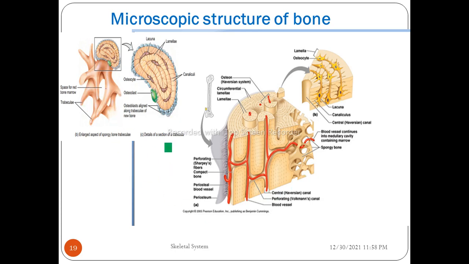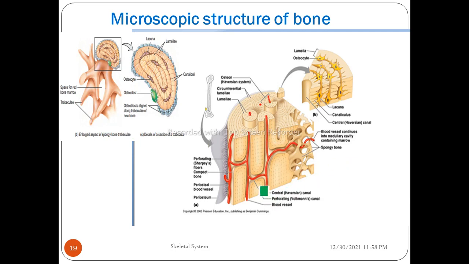So this part is sponge bone, whereas this one is compact bone. So this is the lamella, whereas the place where this osteocyte is located is the lacuna. This is an osteoclast cell, whereas this is an osteocyte cell, and the line is known as the canaliculi. So this is the trabeculae. So these are the blood vessels.